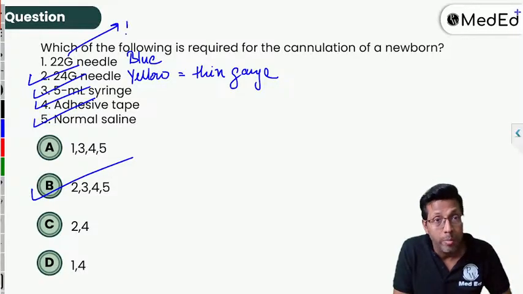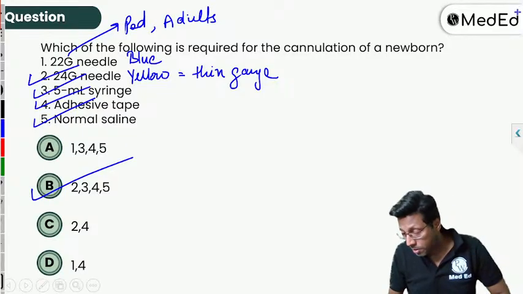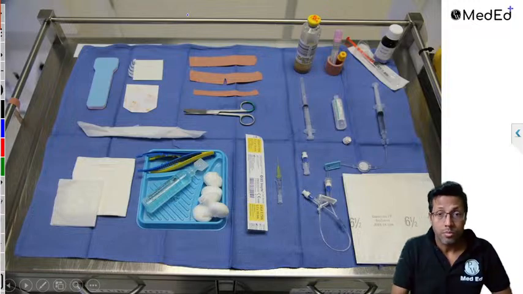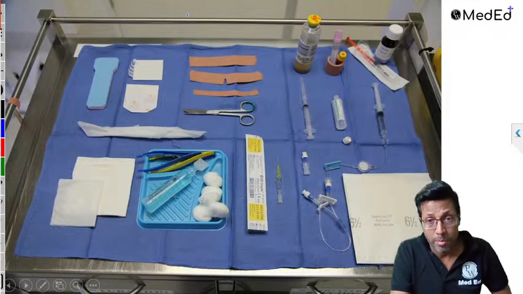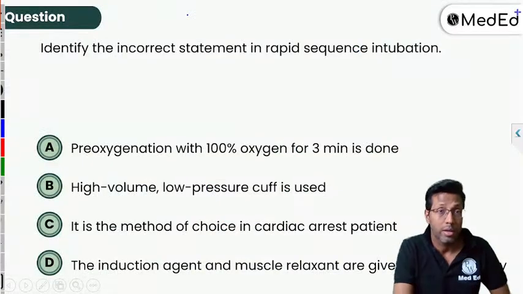22 gauge normally will be used for a pediatric patient, can also be used for adults, right? For adults, when you're not getting a proper cannula, you can use it for them also, but not for a newborn, right? So B is the correct answer. Correct. Most of you have given me the correct answer. B. Next question. So always remember, IV cannula is an important question. Guys, they keep on asking IV cannula again and again, and what are the things needed for that.